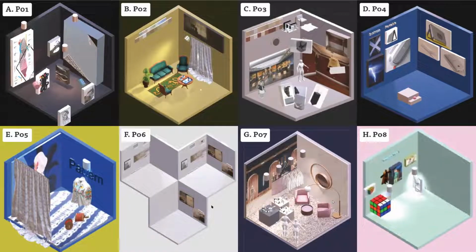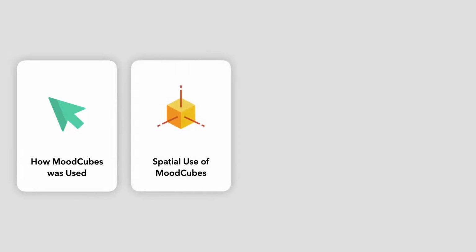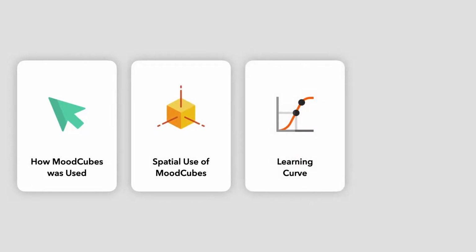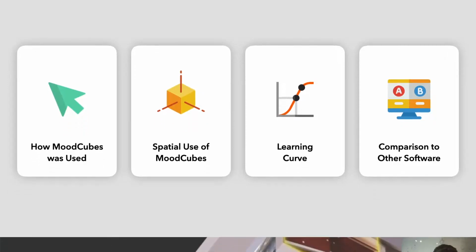After performing a qualitative analysis of the sessions and reflecting on our own experiences, we identified a couple common usage patterns in our MoodCube system. This includes themes around how the overall system was used, how the three-dimensional space of the cube was leveraged, the learning curve for the system itself, and comparisons to other kinds of software too. While we don't really have time to get into all the detailed observations we had today, here are a few behaviors we found particularly interesting.